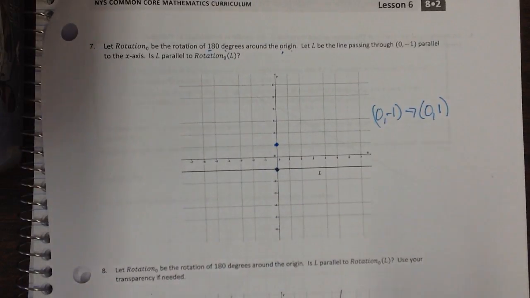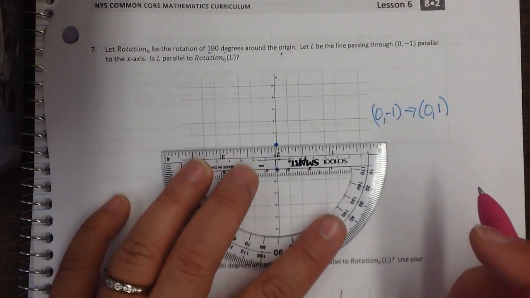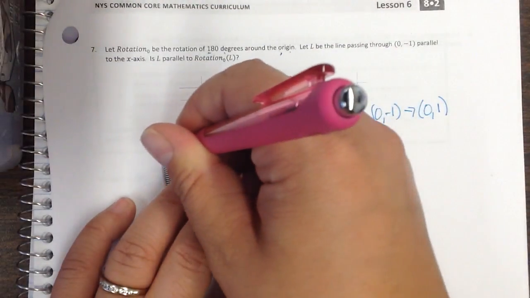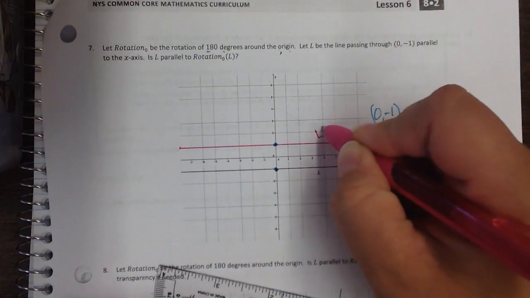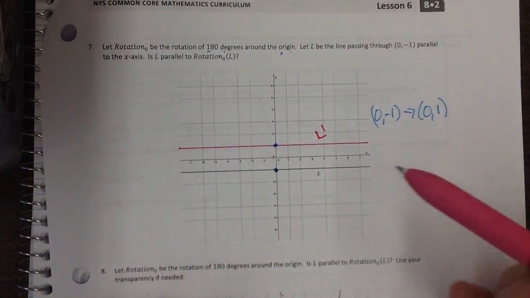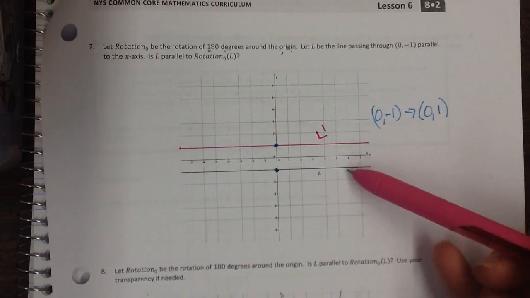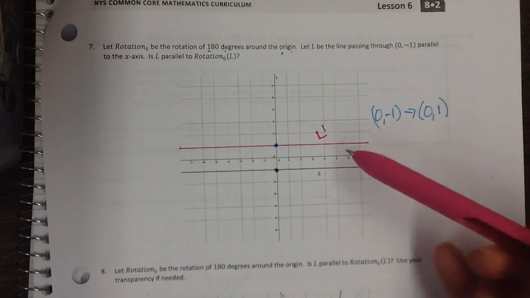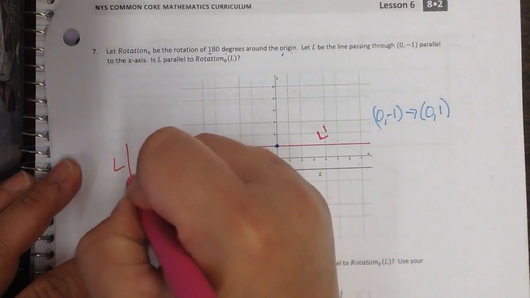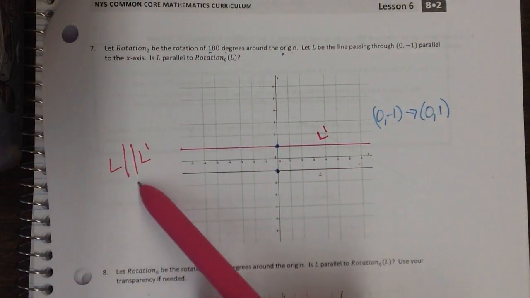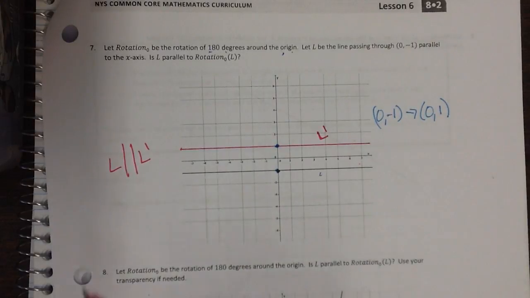Oop. You have so many straight edges in your boxes, it's amazing. Okay, and that would be L prime. And the question asked, is L parallel to the rotation of L? So is L parallel to L prime? Yes. L is parallel to L prime. If you want to write out the word parallel, that's fine with me, or you can just use the symbols.